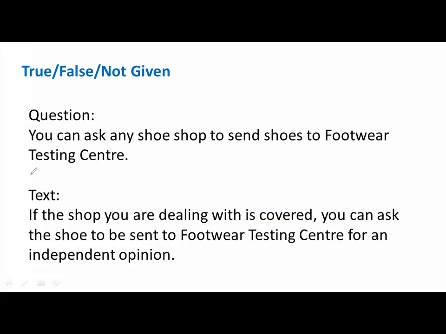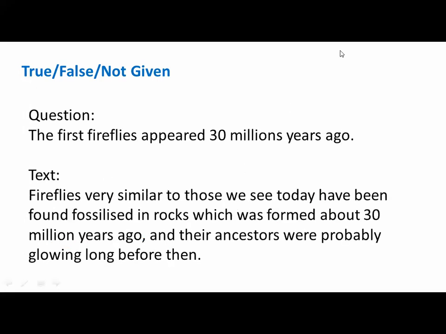Now let's go for the next example. As I said earlier, never read half a sentence. So if you are reading the sentence till here only, let me cross this out. Now you read the question and the information also, and then tell me your answer. My question to you is, the first fireflies appeared 30 million years ago. So you are searching whether the first fireflies appeared 30 million years ago. Read the text and give me your answer.